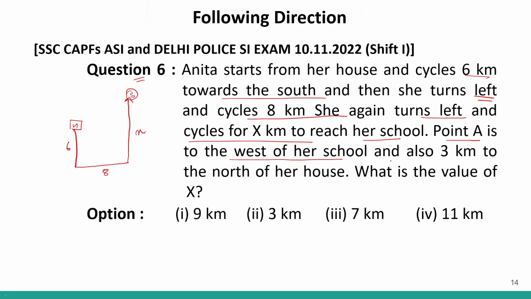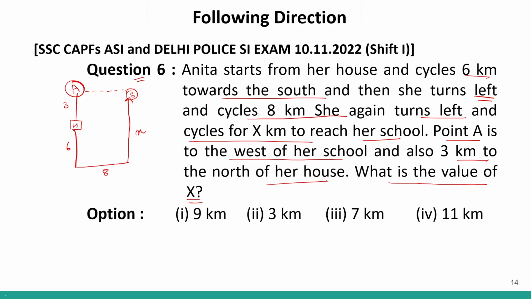Point A is west of her school and also 3 kilometers to the north of her house. So 3 kilometers to the north of her house is a point A. And it is to the west of the school. Correct? So we know that point A and the school fall in the same line. We have to find out the value of x.